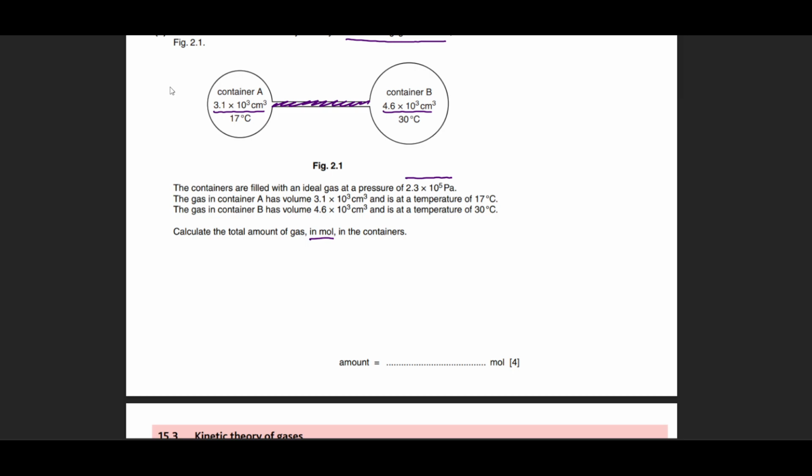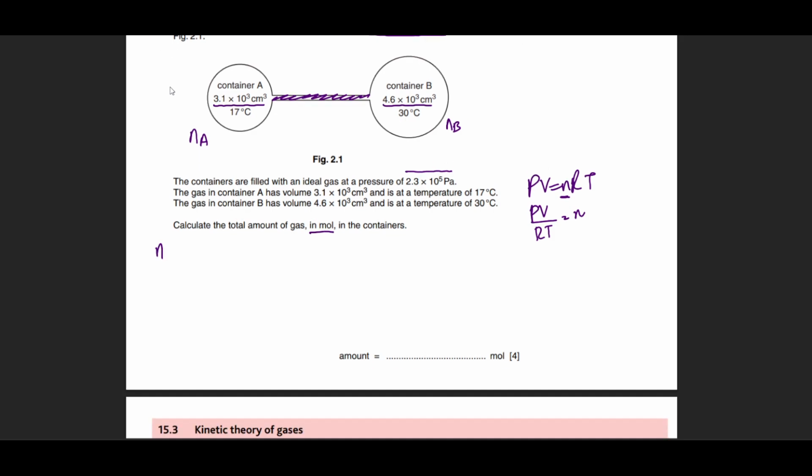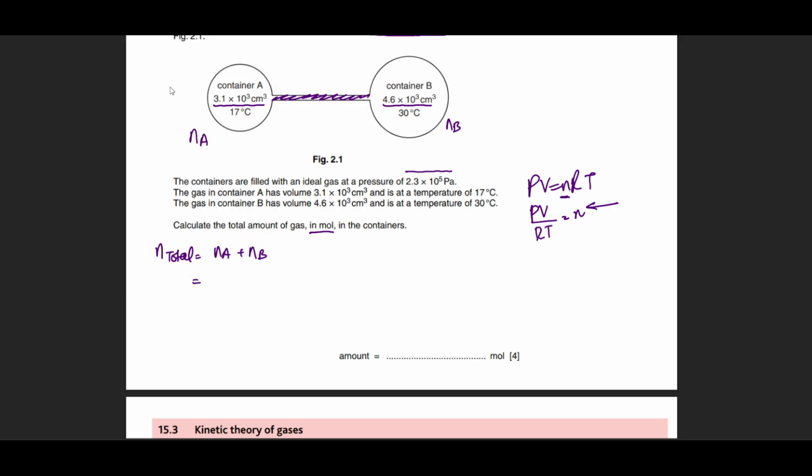So we know that PV is equal to nRT. Since we are required to find moles, I will make moles the subject of the formula and land in this equation, which is going to be PV divided by RT equals to n. So nA will be representing the moles of container A and nB will be representing the moles of container B. Since we are finding the total number of moles, that would be number of moles of A plus number of moles of B. So using this equation, again, putting in the values that are already given in the question.